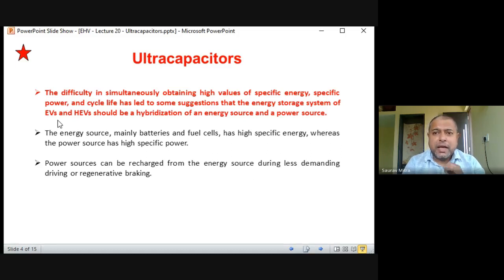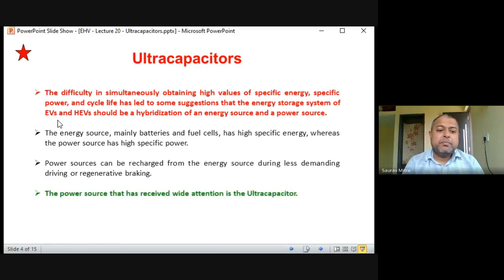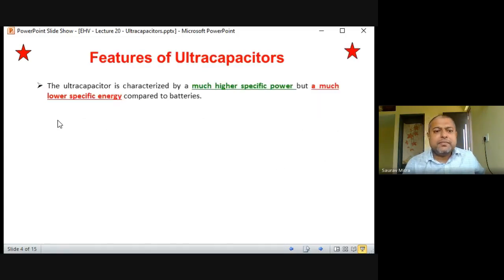So during the average or normal or nominal running condition, the battery can charge the ultracapacitor. The battery is a high specific energy device, and ultracapacitor is a high specific power device. So the power source that has received wide attention nowadays is the ultracapacitor. So this is why ultracapacitor. That question can be asked. If it is asked, from these two slides you can find the answer. Every slide is important, so I have put two stars in every slide because it's a capacitor and it's in our domain. We can understand.